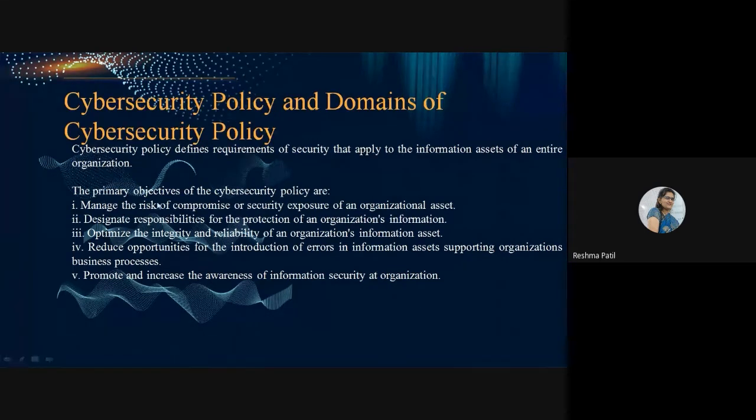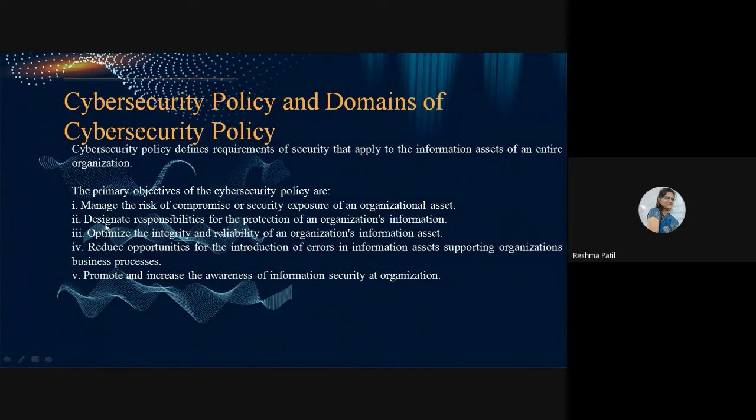The primary objective of cybersecurity policy. What is the primary objective? First is manage the risk of compromise or security exposure of an organizational asset. Here for this organizational asset, we have to manage the risk. What could be a risk if your organizational asset is compromised? That risk we have to manage, or we have to manage this security exposure. If your asset is exposed, then what could be a risk? That part management will be the first objective of cybersecurity policy.